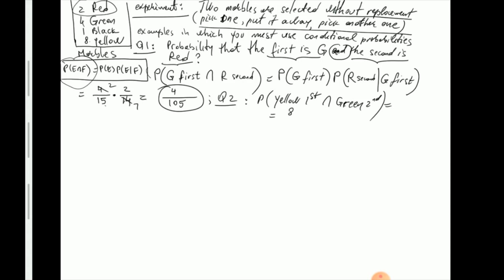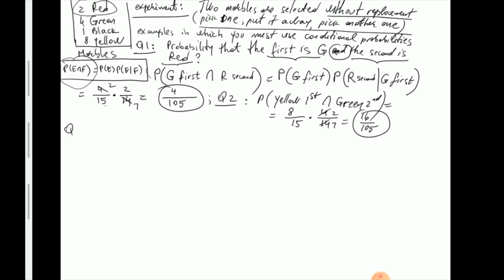Your answer should be, really pause, try to answer. Okay, so then after that, it's going to be 8 over 15. Yellow first, green second, 4 of them out of 14 only. So once again, we can cancel a 2. That's going to be 16 over 105.